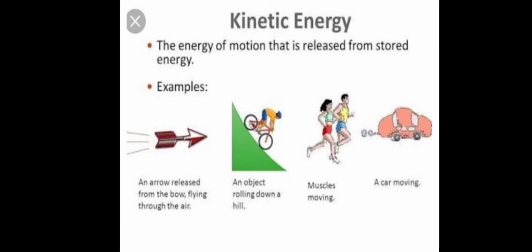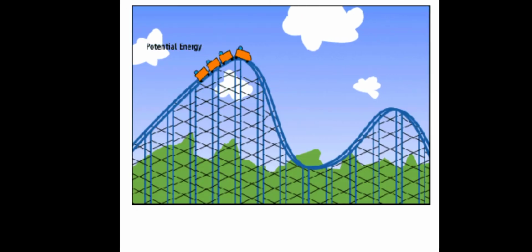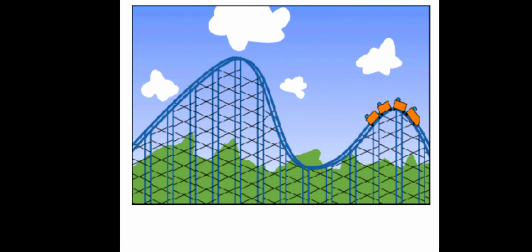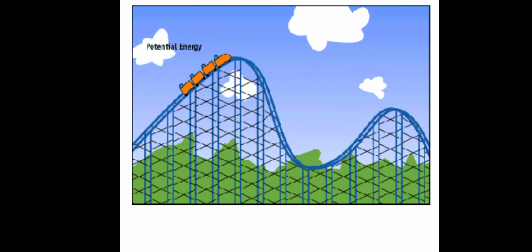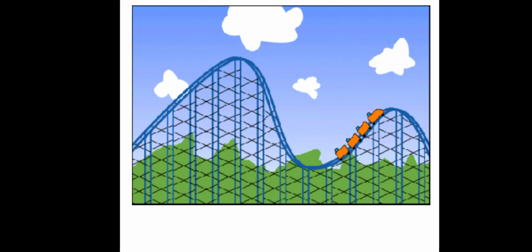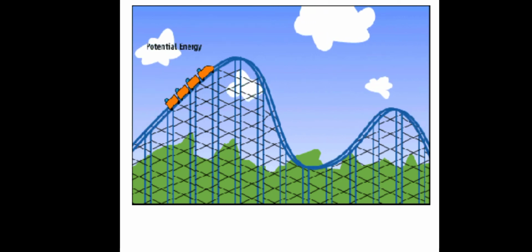So then next, let's understand the kinetic energy. The energy of motion that is released from stored energy. First one, an arrow released from the bow, flying through the air. An object rolling down a hill. Muscles moving and a car moving. Once again, stored form of energy, and when you go down, that is kinetic energy.